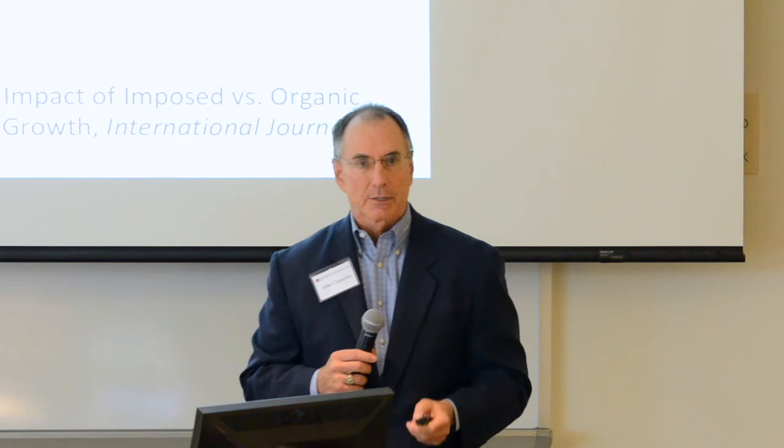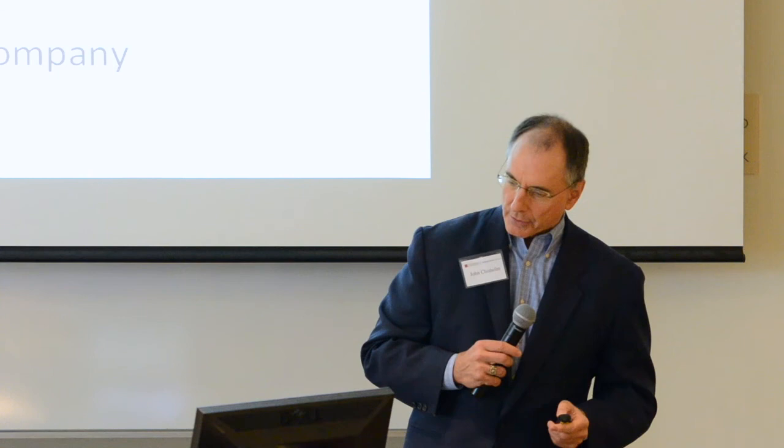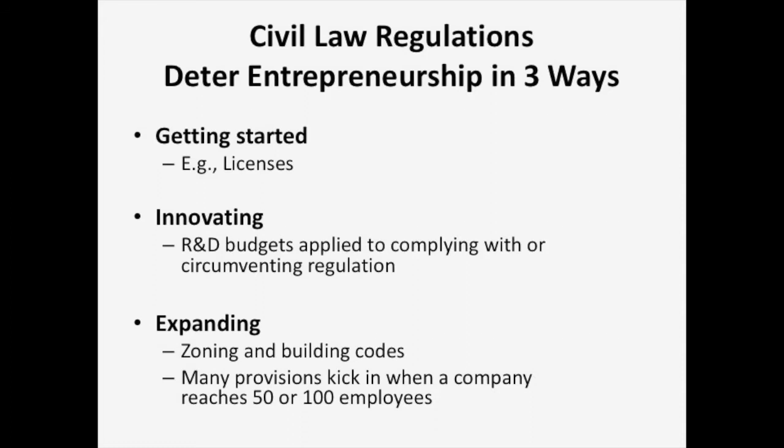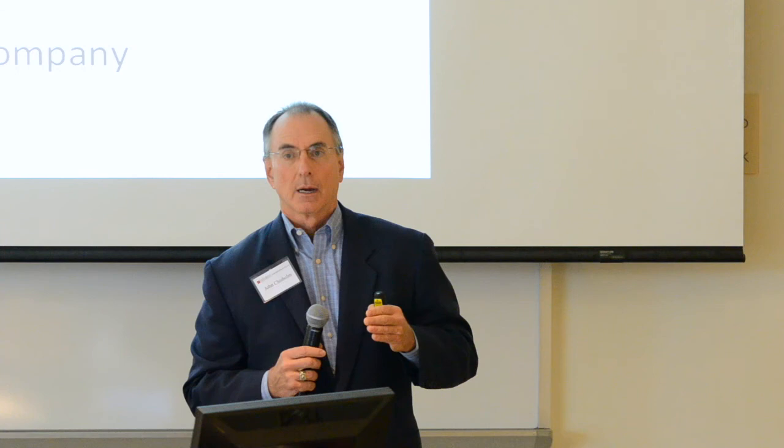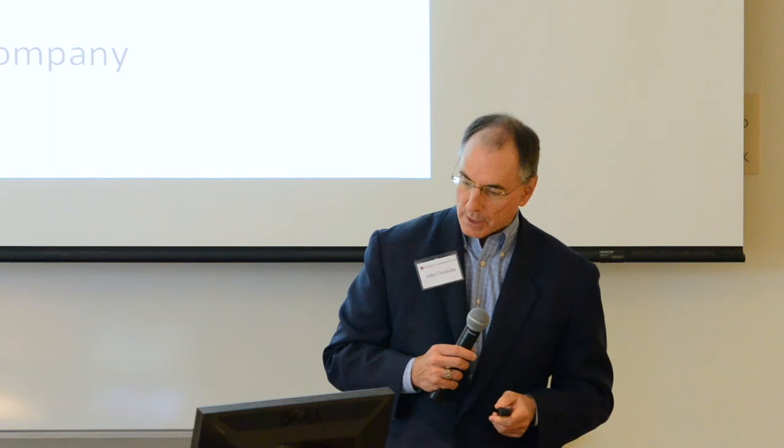So, civil law, those are unintended consequences. Deterrence of entrepreneurship. There are three different ways that civil law regulations can deter entrepreneurship: getting started, innovating, and expanding. We've seen the example of licenses. Innovating, it takes R&D budget very often to comply with regulations, and expanding, many regulations only kick in when a company reaches a certain size, like 50 or 100 people, and so that's a way that it can be destructive.